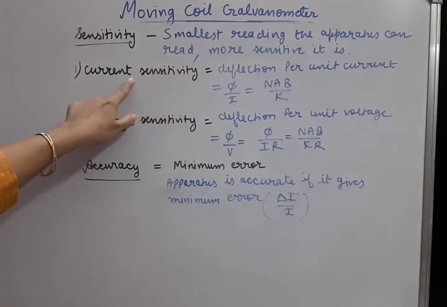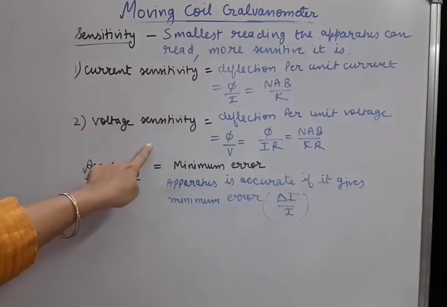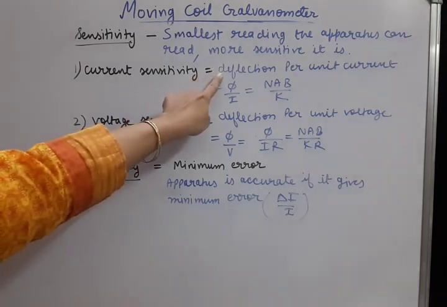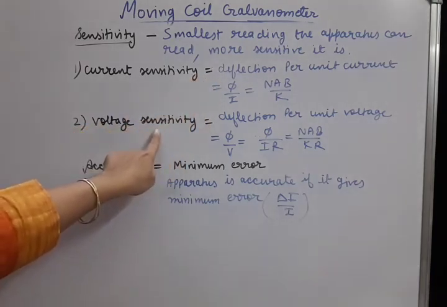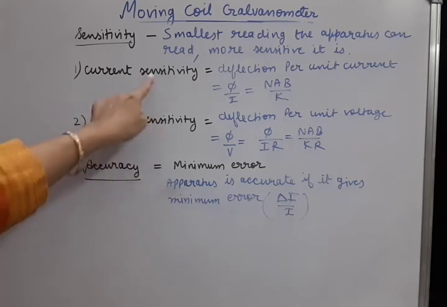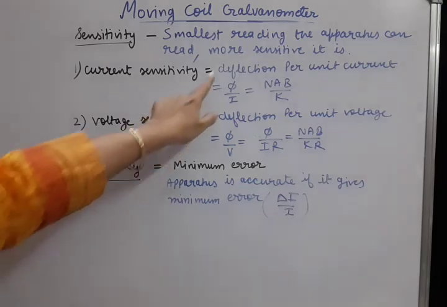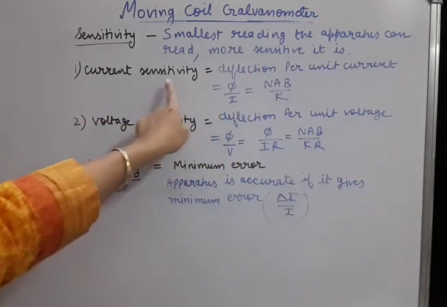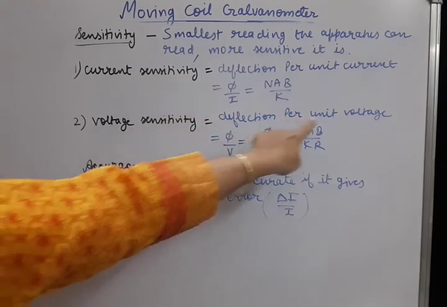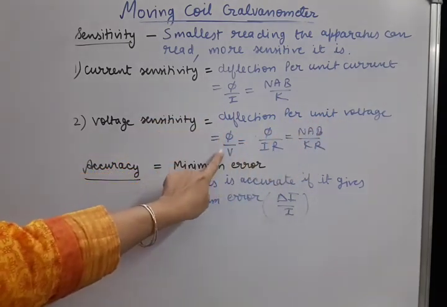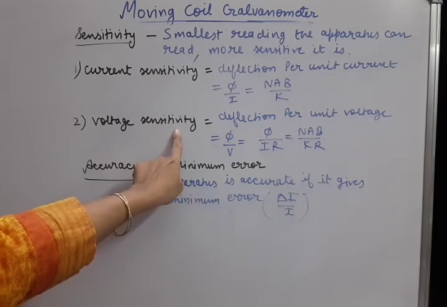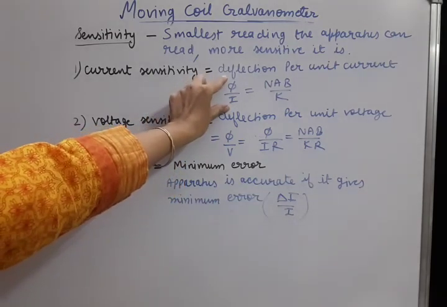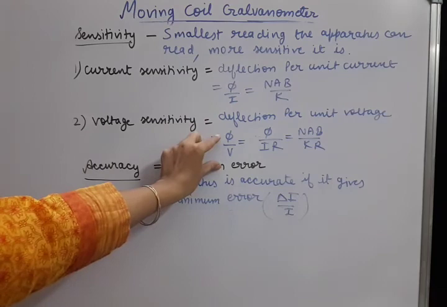Now there are two types of sensitivities of the galvanometer: current sensitivity and voltage sensitivity. We will be using the galvanometer for voltage also; in the coming video you will understand that. Deflection per unit current, that means phi by I, is current sensitivity, and deflection per unit voltage, that means phi by V, is voltage sensitivity. The formulas are not difficult to remember: phi upon I and phi upon V.